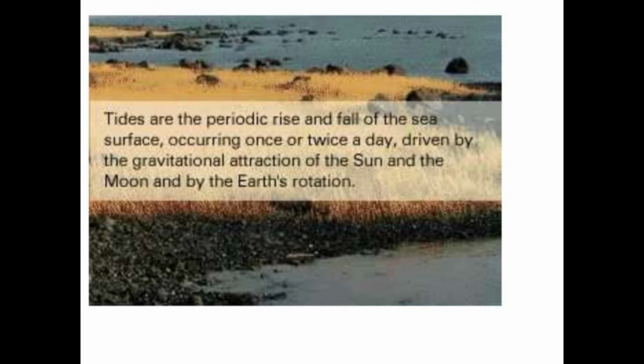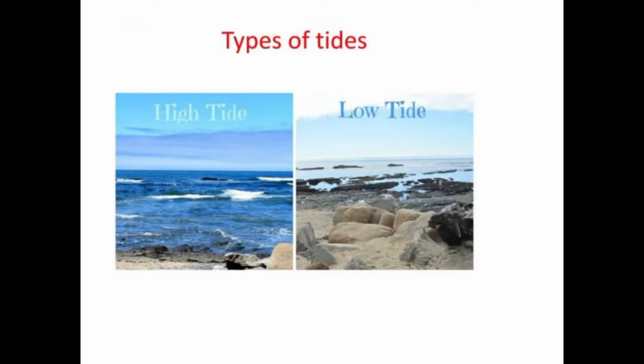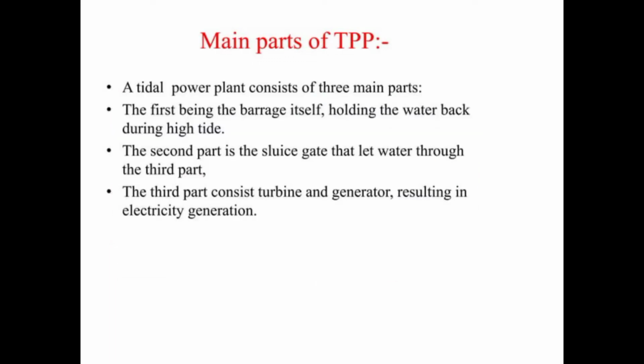Tides are the periodic rise and fall of the sea surface, occurring once or twice a day, driven by the gravitational attraction of the sun and the moon and by the earth's rotation. This tidal electricity generation works as the tides come in and again when they go out. The turbine is driven by the power of the sea in both directions. You can see here high tides and low tides. When tides are high, the level of the sea is high, and in low tides you can see that the level is low.